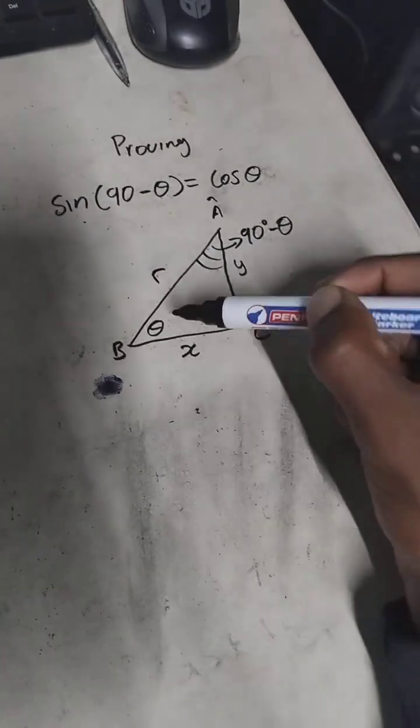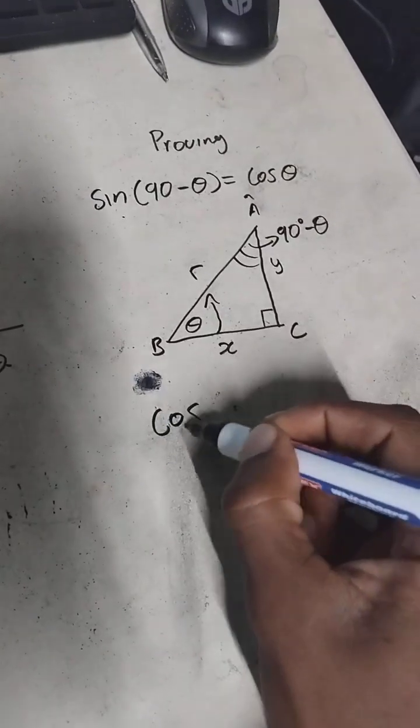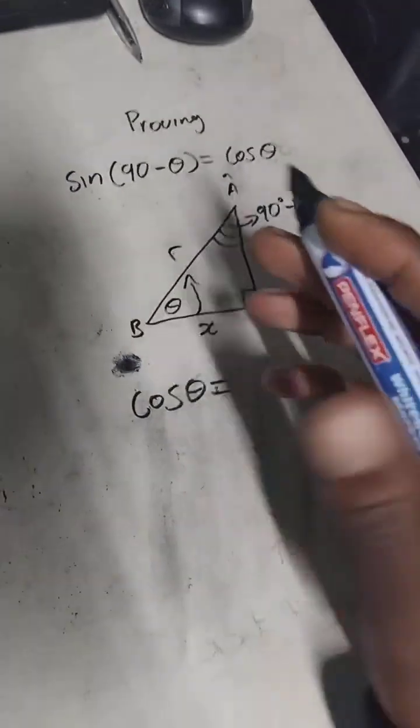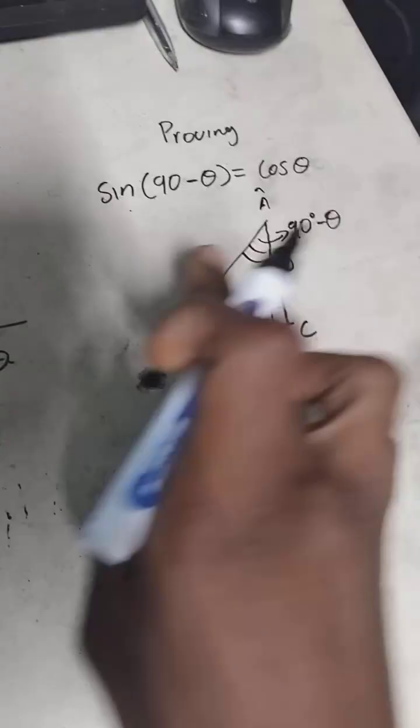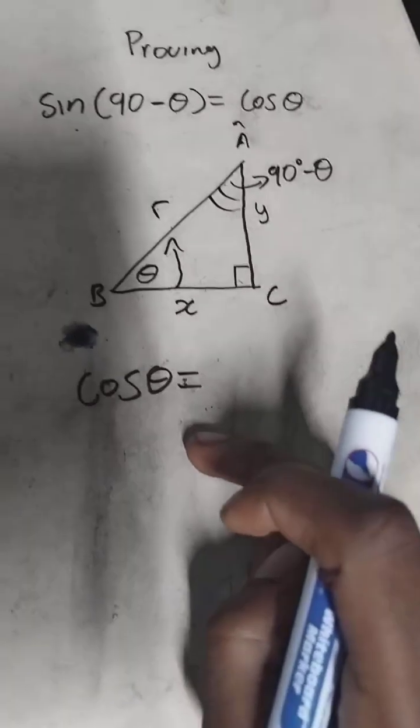So what am I looking for now? What is my cos theta equivalent to in terms of x, y, and r?